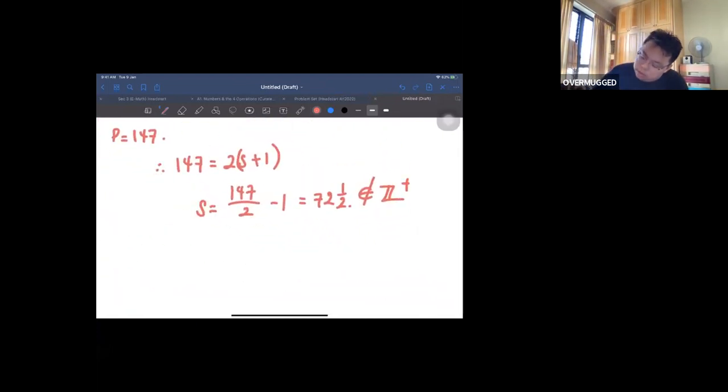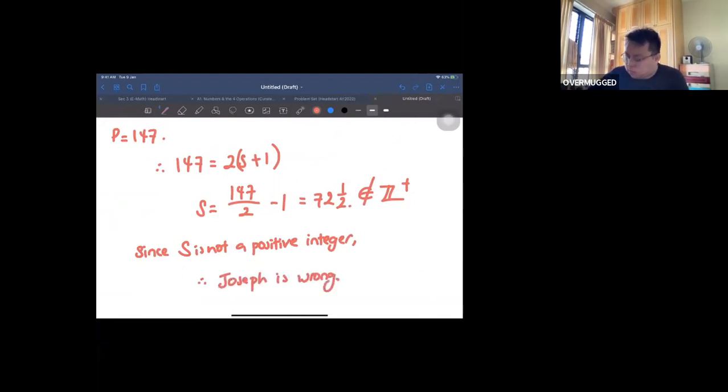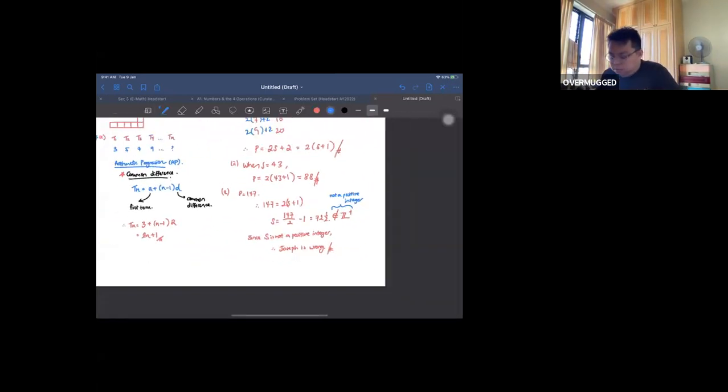So since S is not a positive integer, therefore Joseph is wrong. Just take note, these symbols here you don't need to know. It just basically means not a positive integer. Okay, and we're done. Simple question.